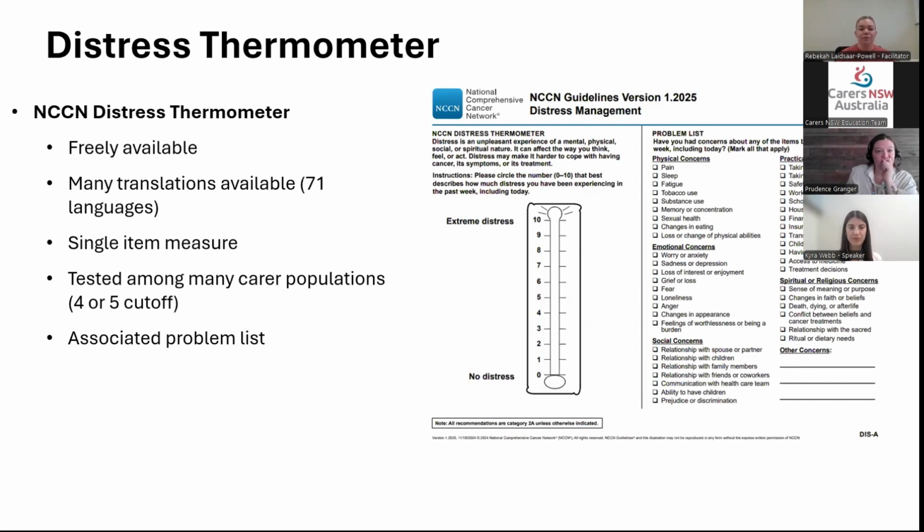It's freely available, has many translations. It's been tested a lot among carer populations, and the cutoff score of about 4 or 5 has been determined to really highlight clinically meaningful distress that warrants further investigation. There's also an associated problem list. The problem list was developed for people living with a health condition primarily. I have seen some carer adapted problem lists, but they're still in their infancy.